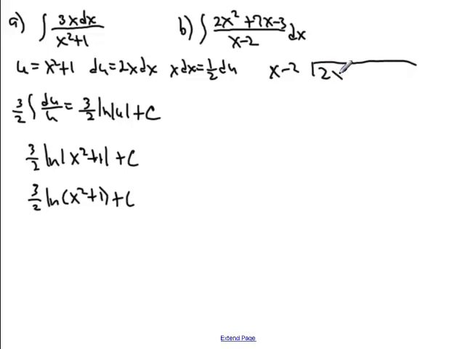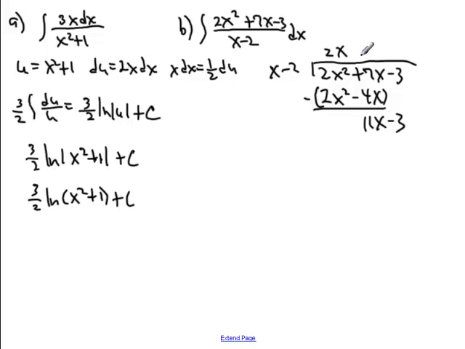So x minus 2 on the outside, 2x squared plus 7x minus 3 on the inside. X divided into 2x squared is 2x, times x is 2x squared, minus 4x, and then we subtract. So positive 7x, and it's going to turn into positive 4x is 11x. Bring down the 3, and then we divide.